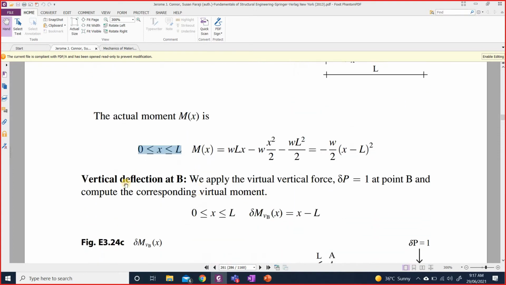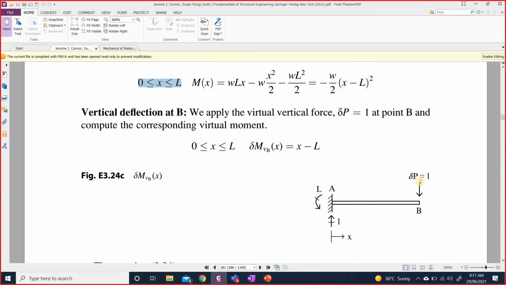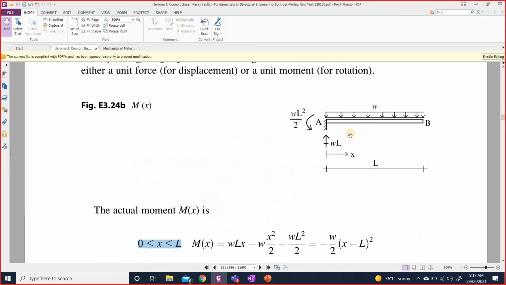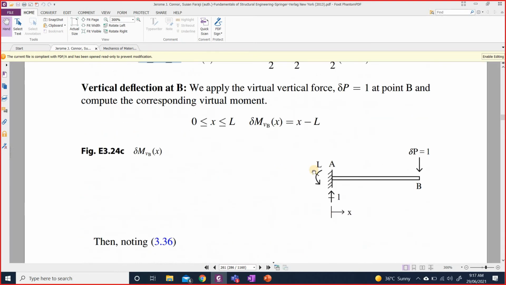Then for vertical deflection at B, what you need to do is apply a unit vertical force, that's a virtual force. We call it a virtual force because it is not a part of the actual loading. This is a part of the process for finding the vertical deflection at B. So we will apply a vertical force at B equal to 1. And at this stage, you can apply it either downward or upward, and the final result will not matter.